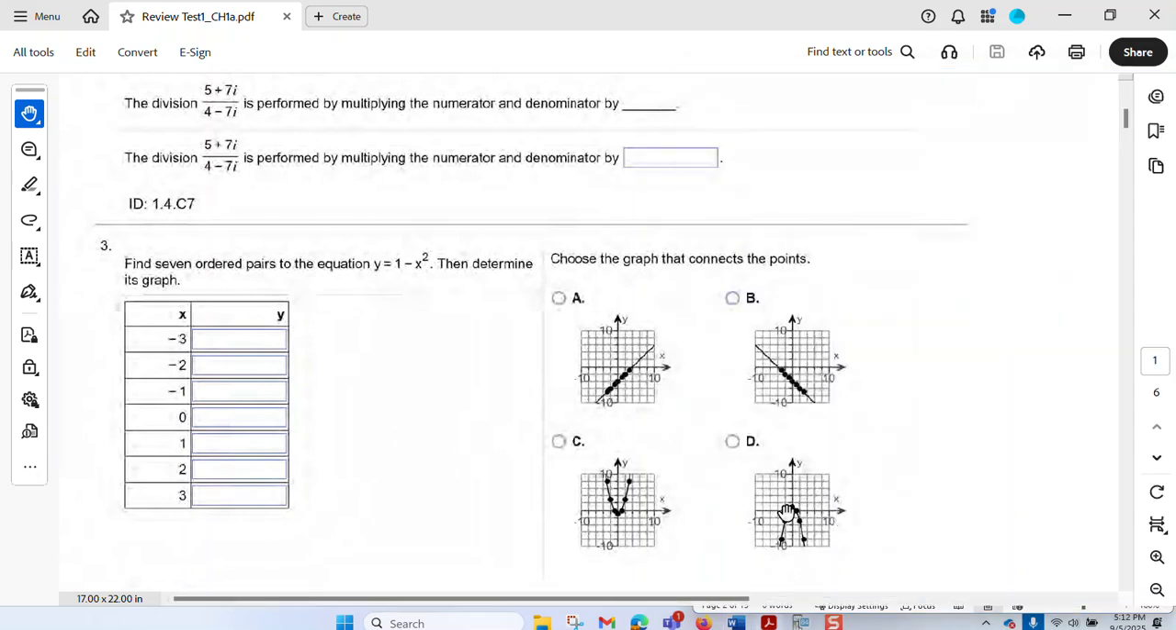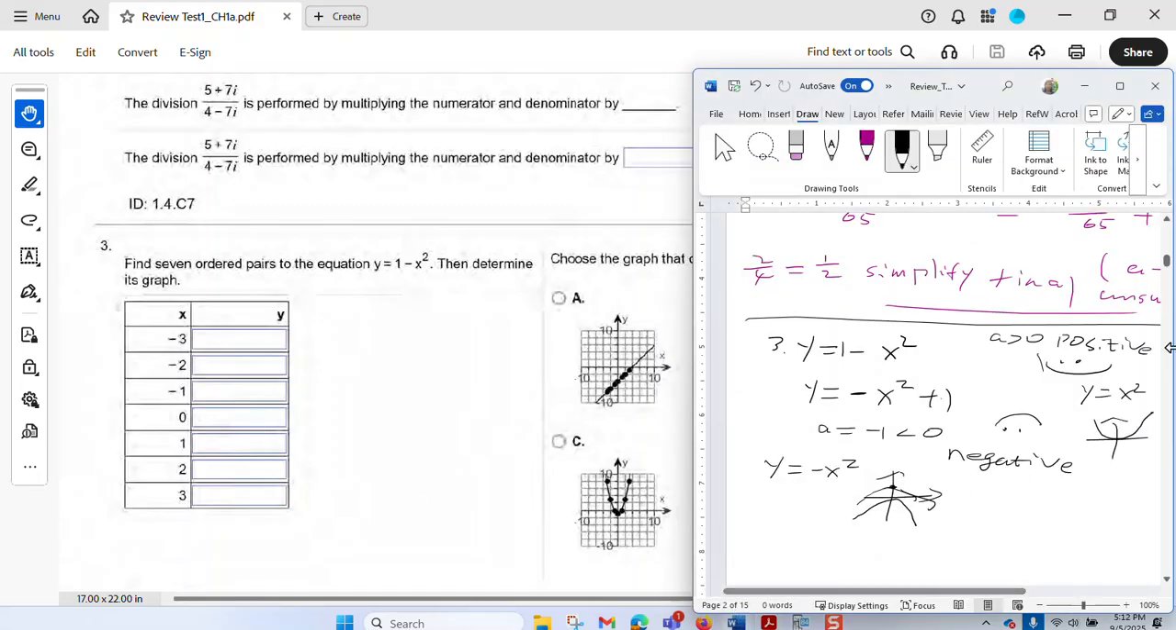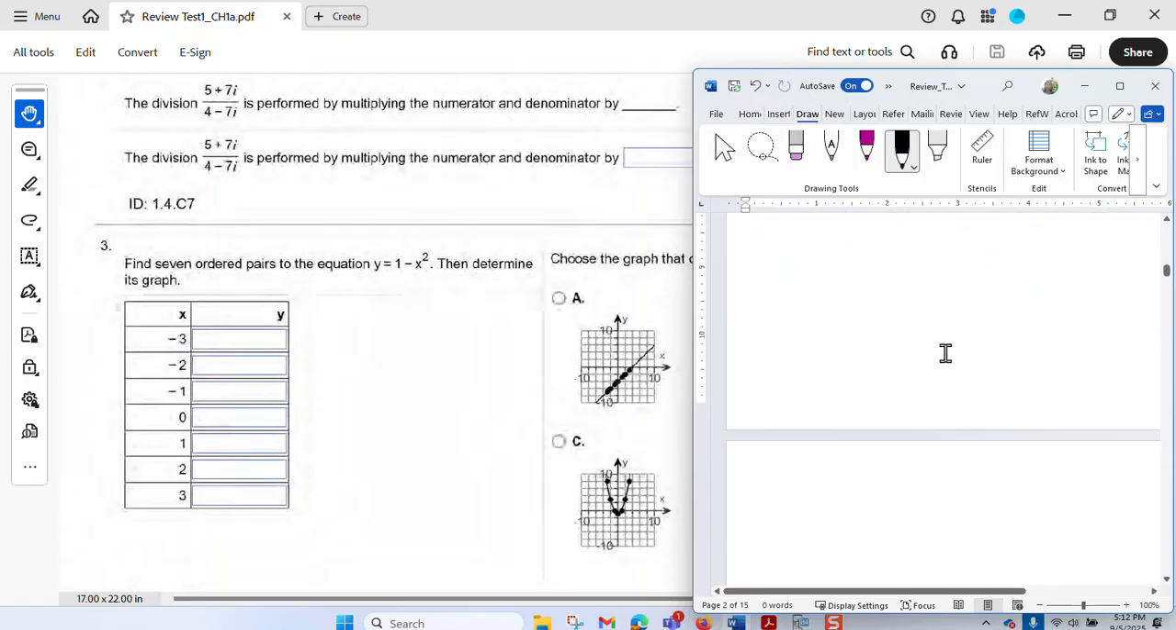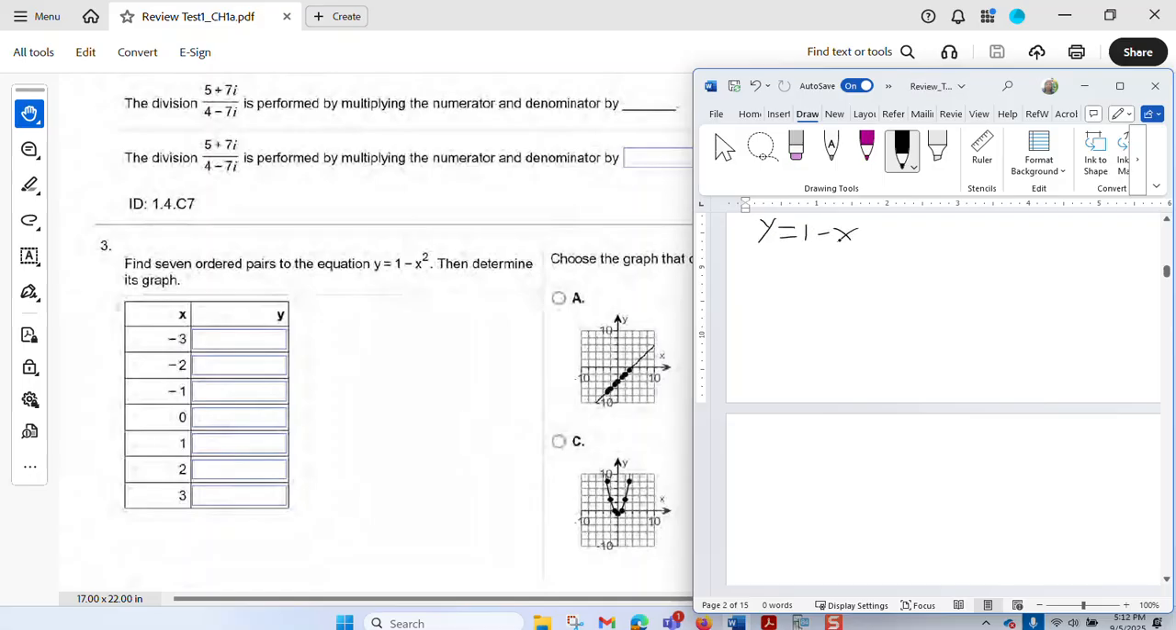If you really do not know, you can plug them in one by one. We're going to just calculate 2 points. So how do we calculate this by hand? We have y equals 1 minus x squared. When x equals negative 3, y will be 1 minus negative 3 squared. Look at that, this negative needs to be squared. And the negative squared will be positive 9. So you have 1 minus 9, which will be negative 8.